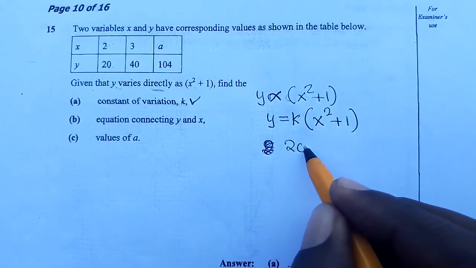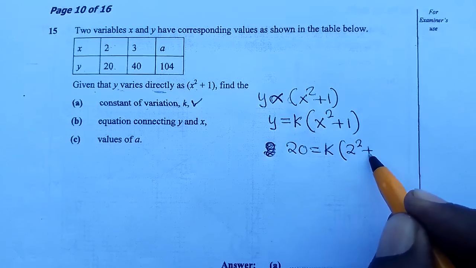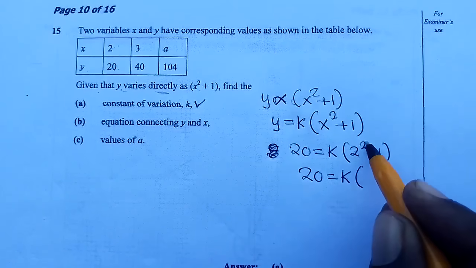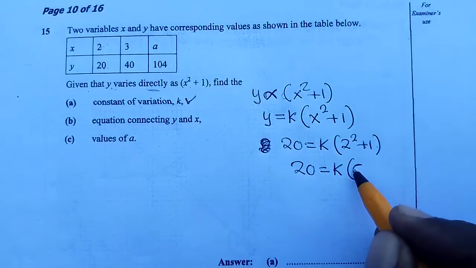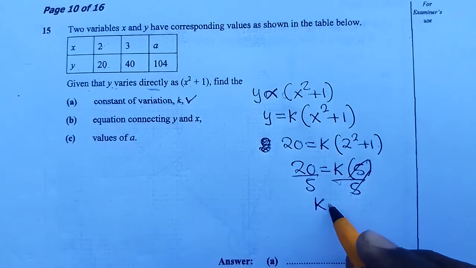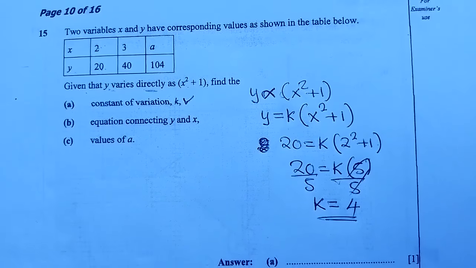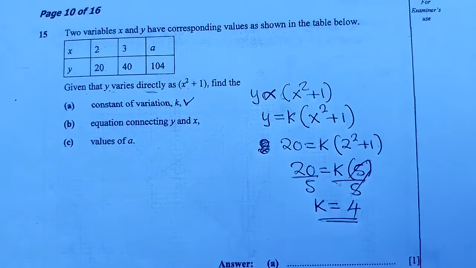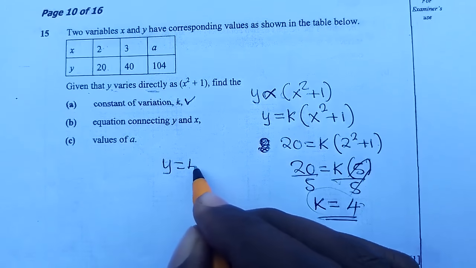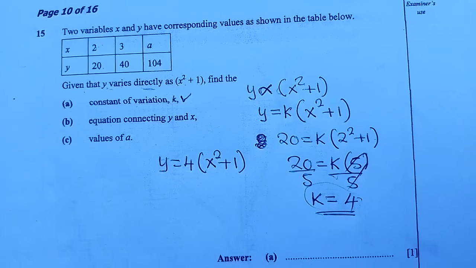So 20 is equal to k, then x is 2, so 2 squared plus 1. 20 is equal to k times, this is 4 plus 1, 5. I divide by 5, 5 cancelled. So k is equal to 4. The value of k is 4. This is how I need to answer it. So the equation that I'll be using is y is equal to 4, open bracket, x squared plus 1.